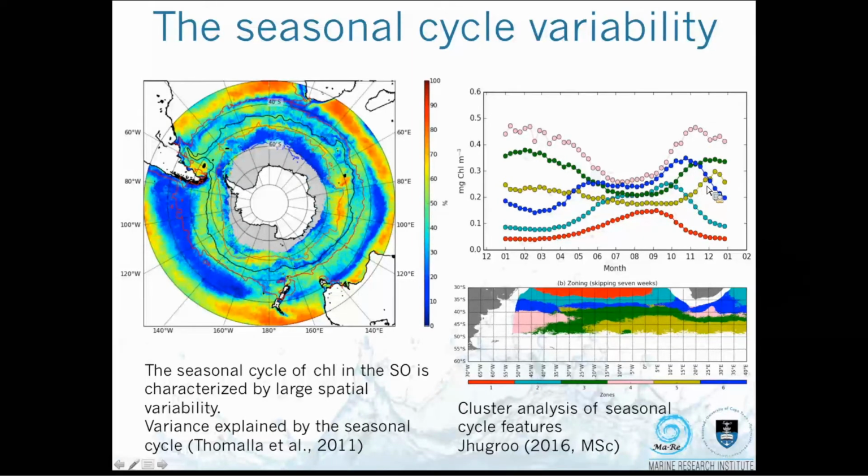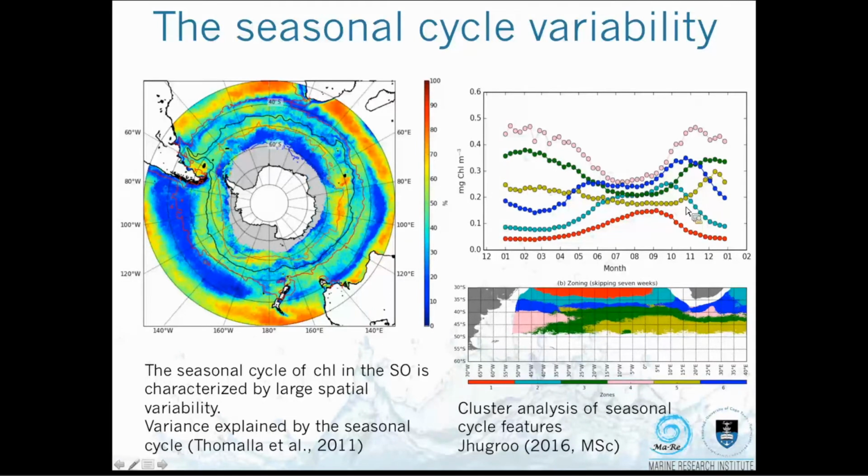For instance, if you look at the light green and dark green, the light green has a late bloom from November to December, while in the area closer to the subtropical front, we have a much earlier bloom, and we have a winter bloom when we move into the subtropics.